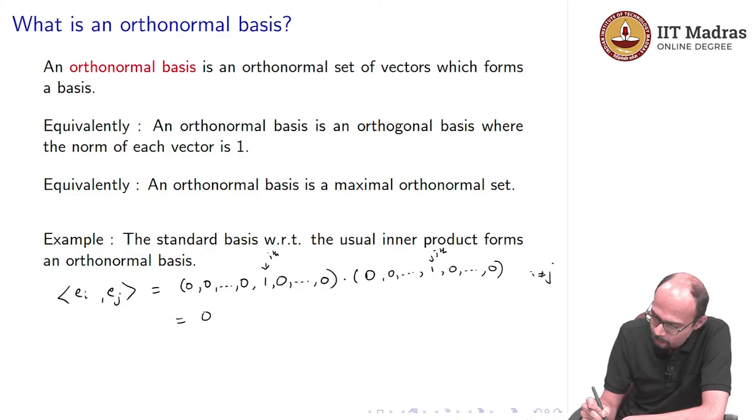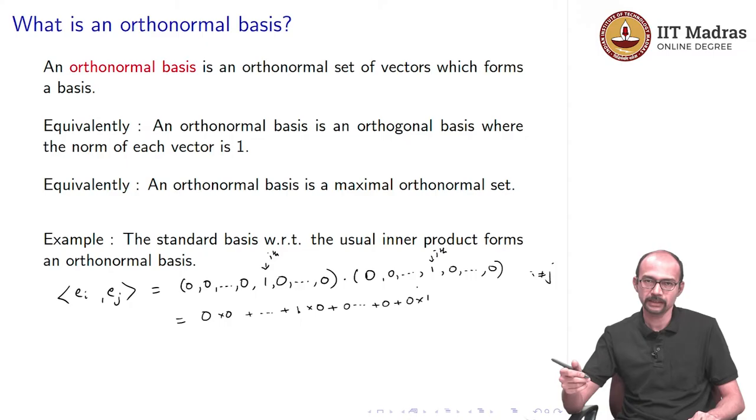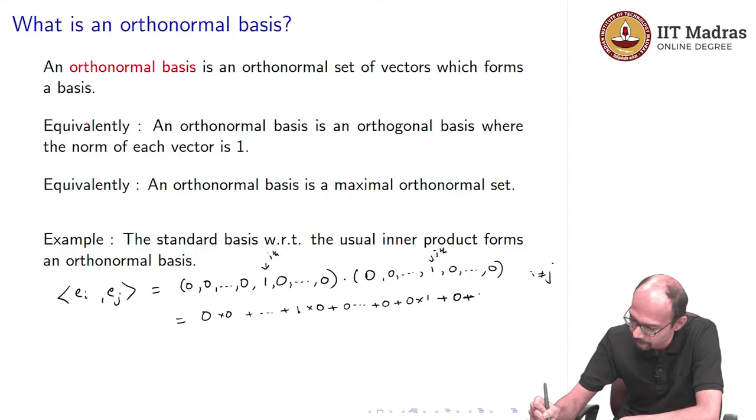So, there are a lot of zeros, and then when you come to the ith place, you will get a 1 times 0. And when you come to the jth place, you will get a 0 times 1. This is if i is less than j. If i is larger than j, then the 0 times 1 comes first and the 1 times 0 comes next. Either way, the point is you get 0. So, this inner product is 0.